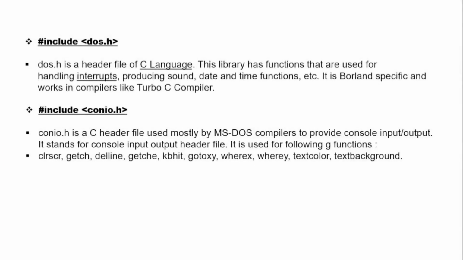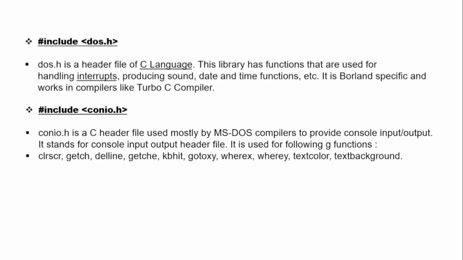Our fourth header file is hash include dos.h. Dos.h is a header file of C language. This library has functions that are used for handling interrupts, processing sound, date and time functions, etc. It is Borland specific and works with compilers like Turbo C compiler.